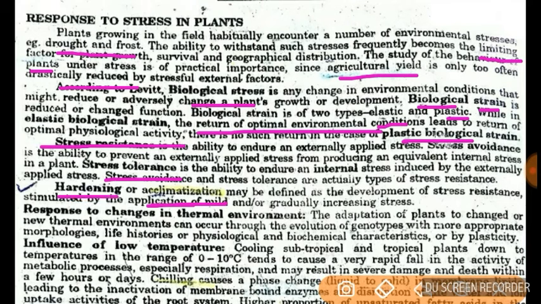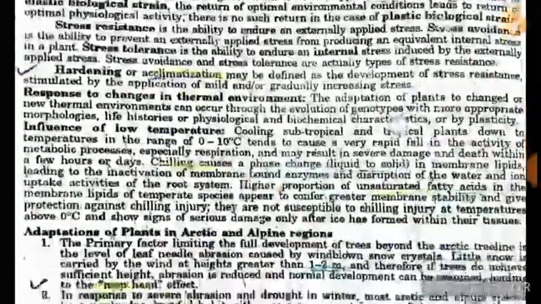Here we are focusing only on frost conditions. So we will see the influence of low temperature. Low temperature means how low, up to 0 to 10 degrees. जैसे what is our normal tendency, that is inactive.